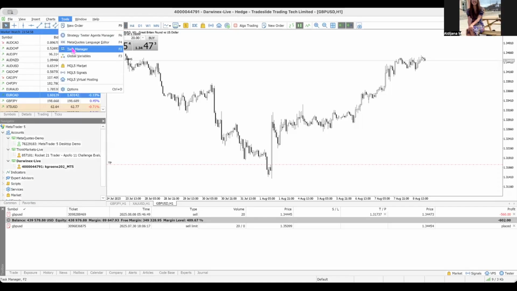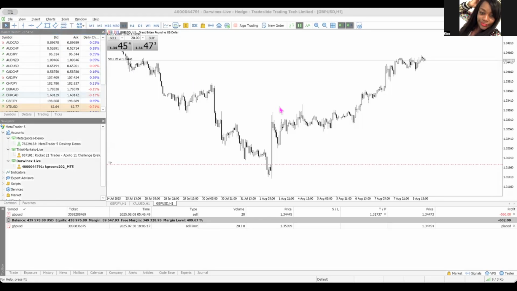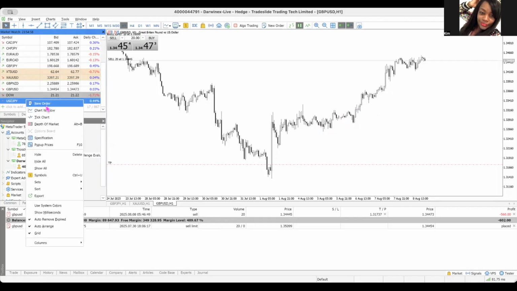A new order. No, a new order would create a new order for GU. Just for instance, this is what it'll look like. A new order will create an order, and then you just put in whether it's a pending or market execution and then the prices. Hold on. I know I'm not tripping. Oh, right here. And here's UJ. Duh. Okay.